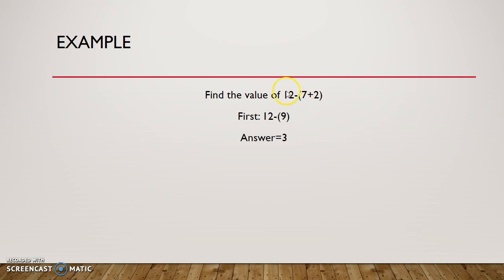This question asks us to find the value of 12 minus (7 plus 2). Again, this is an expression because there is no equal sign. So we just said that when we see parentheses, we need to solve that part of the problem first. So we take our 7 plus 2, which gives us 9. So now we rewrite our problem as 12 minus 9. You go ahead and answer that and you get 3.